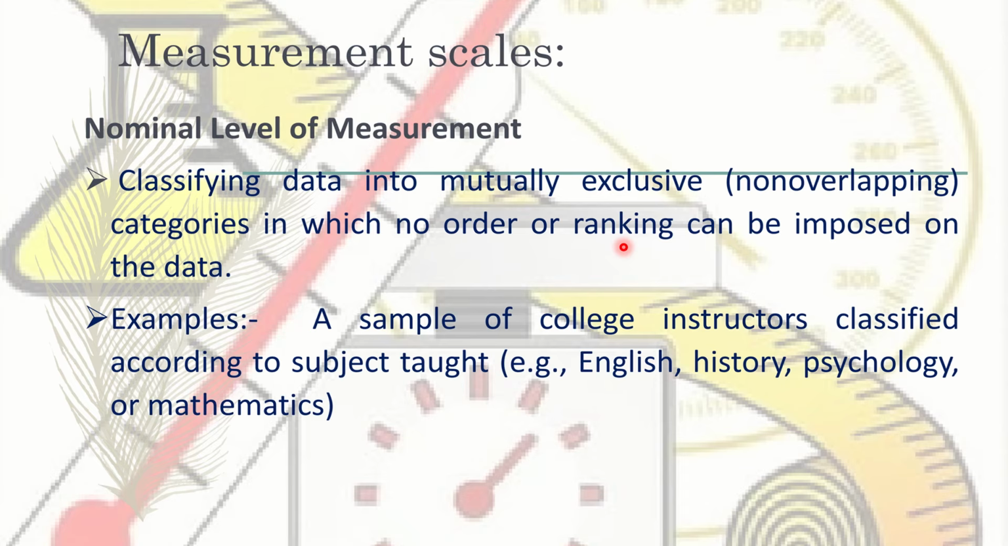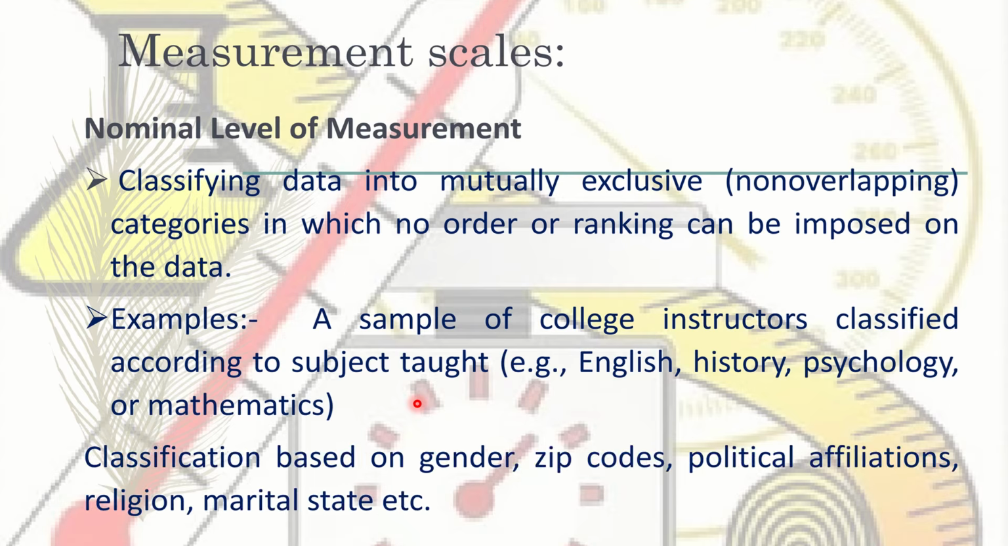Examples are, you see, a sample of college instructors classified according to the subject taught: English, history, psychology, statistics, or mathematics, etc. Because instructors in a college for different subjects, we cannot put them in order. There is no specific order to be imposed on it. Further examples are gender, zip codes, political affiliations, religion, and marital status as well. All these are examples of the nominal level of measurement.